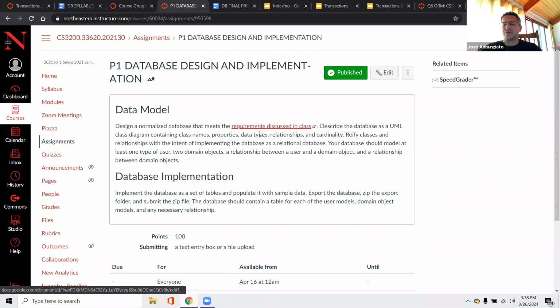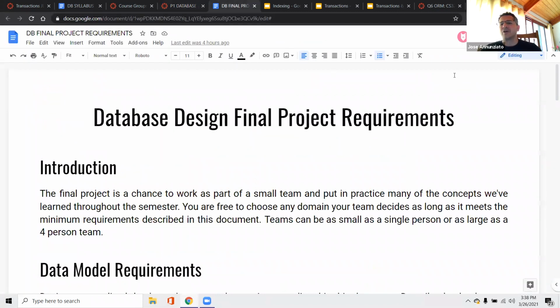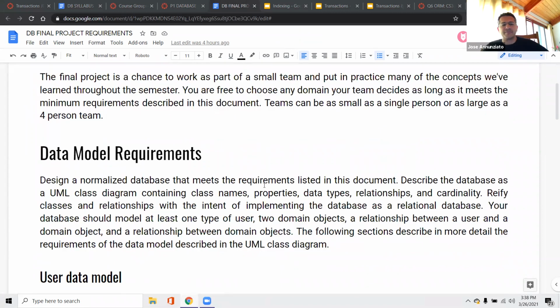Now, the database that you design and implement needs to meet the criteria. Notice there's a link here. You click on that link, it'll open up the requirements for the database. So the database has some minimum requirements. Okay. There are the following requirements.